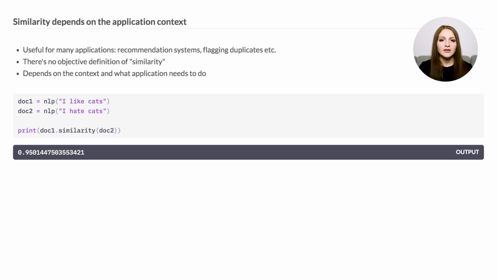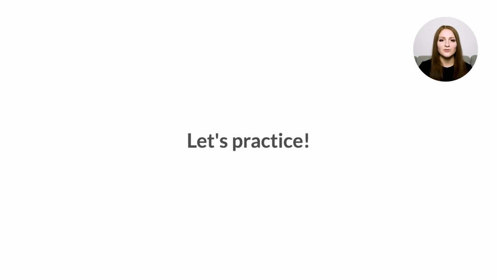Here's an example. spaCy's default word vectors assign a very high similarity score to "I like cats" and "I hate cats". This makes sense because both texts express sentiment about cats. But in a different application context, you might want to consider these phrases as very dissimilar because they talk about opposite sentiments. Now it's your turn. Let's try out some of spaCy's word vectors and use them to predict similarities.